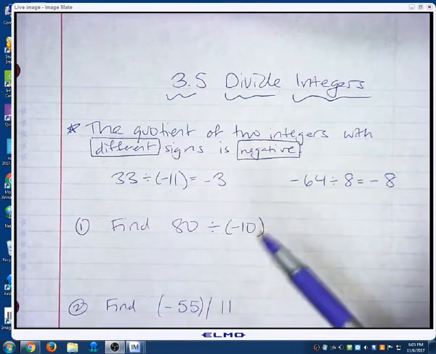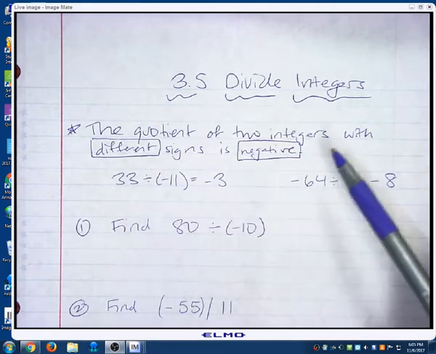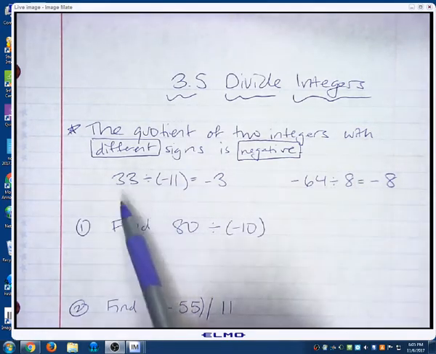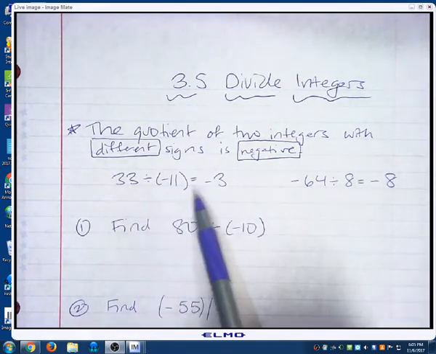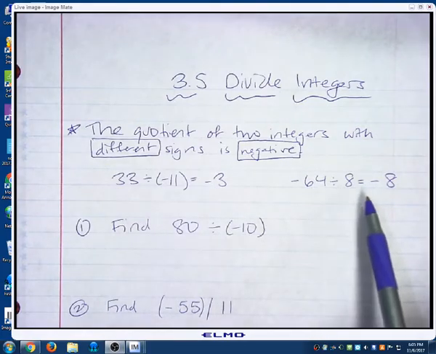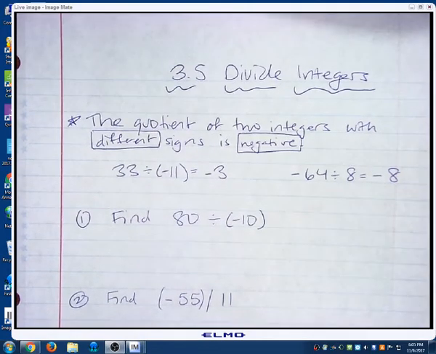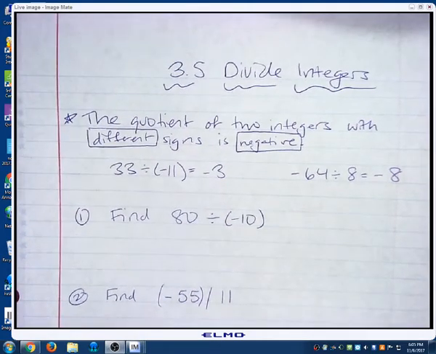Okay, so it says the quotient of two integers with different signs is negative. So if I have a positive dividing by a negative, my answer is negative. Or if I have a negative dividing by a positive, my answer is still negative. So go ahead and write down number 1, and then I'm going to go ahead and answer it.